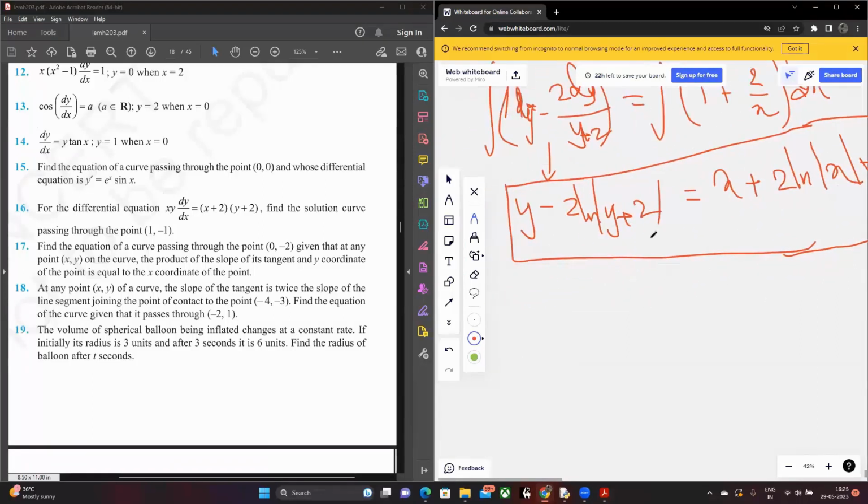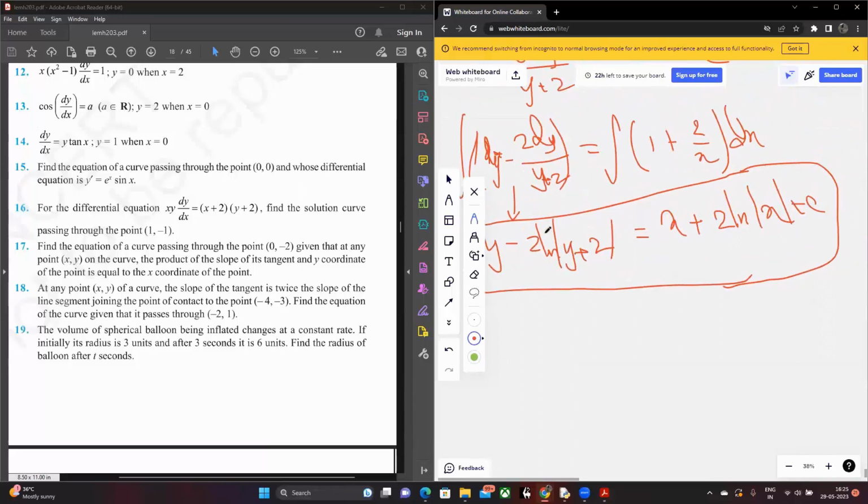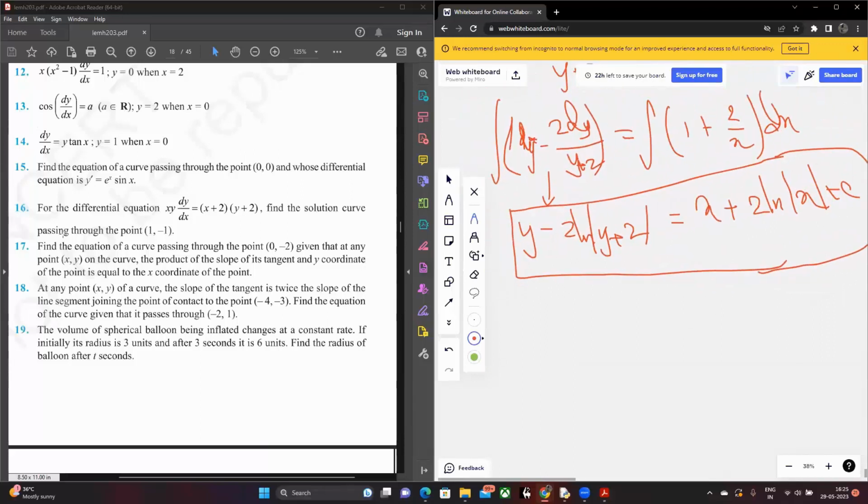I don't care about whatever similar form it takes. This curve passes through (1, minus 1). Therefore, if x is 1, then this is 1 plus 2 into 0, that's 1, and 1 plus c is basically equal to minus 1 minus 2 ln 1. So this is minus 1, right? So c is basically minus 2.